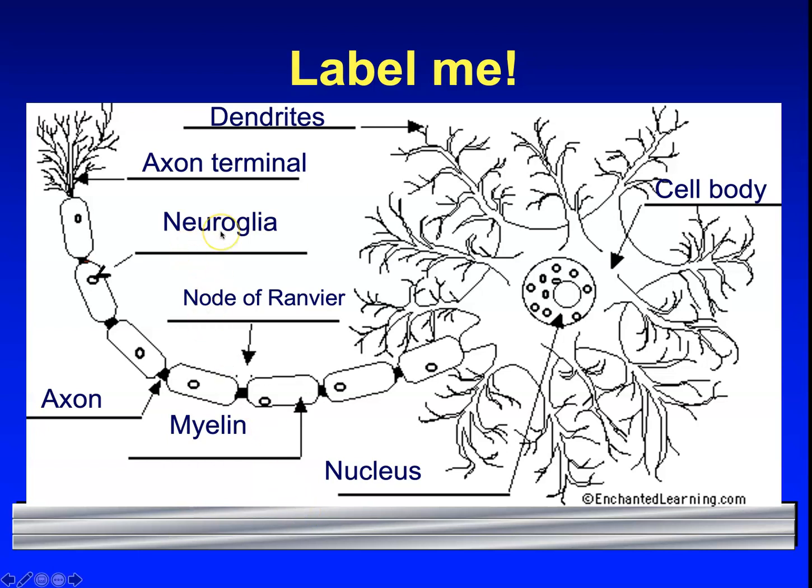And the cells that create the myelin are called neuroglia. There's a whole bunch of different types of neuroglia. The two types of neuroglia that make the myelin, we'll get to this later, but one called oligodendrocytes, those make it in the central nervous system, and Schwann cells make myelin in the peripheral nervous system.